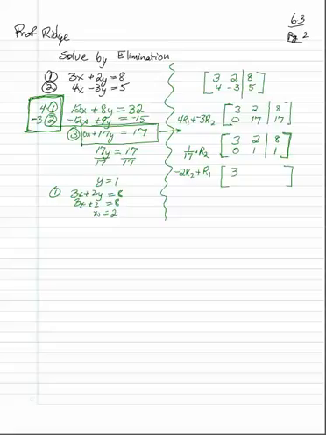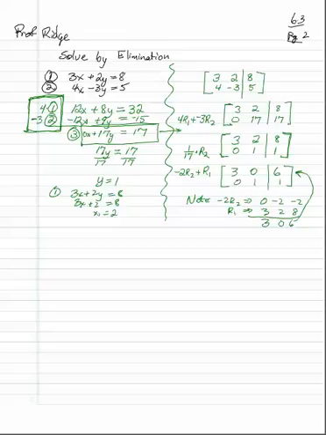Here, let me write it here. Negative 2 times row 2 is going to be 0, negative 2, negative 2. And row 1 is 3, 2, 8, and I'm going to add them together. That's going to be 3, 0, 6. And that's going to go and replace row 1. So 3, 0, 6. And we'll leave row 2 alone, 0, 1, 1.